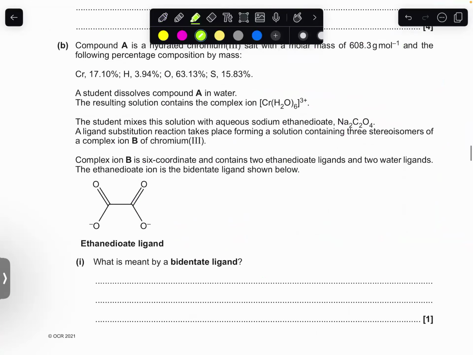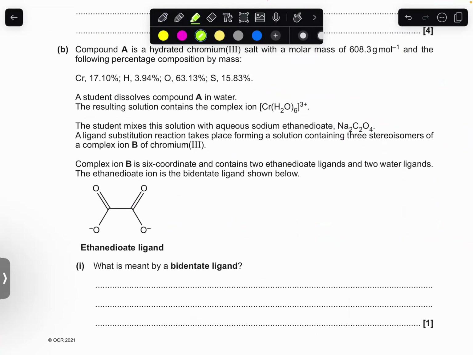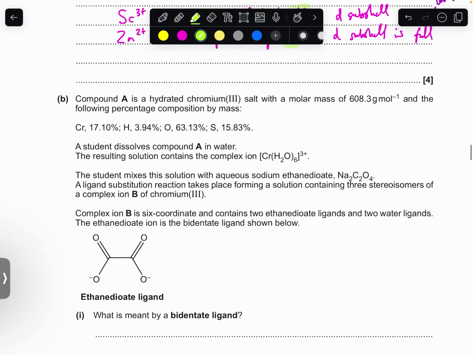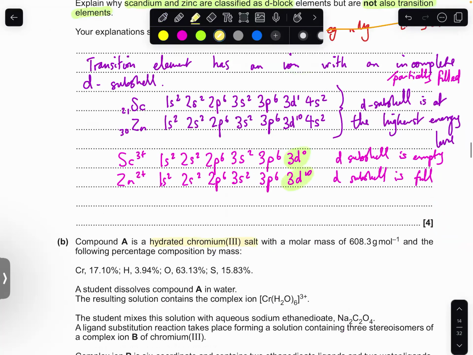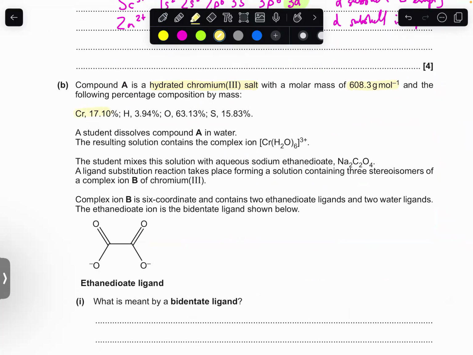You see here, you've got information about compound A. It's a hydrated chromium salt and you've got your molar mass over here. You've got the percentage abundances, which we can in turn work out the empirical formula. The student dissolves compound A in water. The resulting solution contains the complex. So you know the chromium has a 3+ charge.